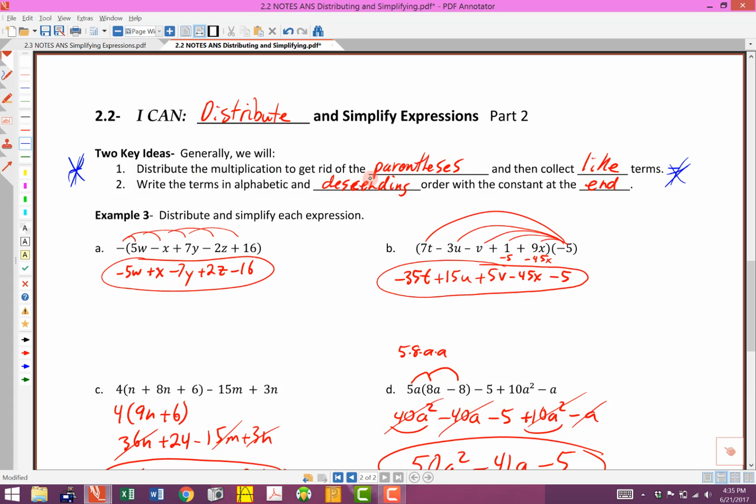So we're going to distribute to get rid of parentheses. So if there's any distribution to take care of, we're going to do that. We're going to collect like terms once we're done with that, and then we're just going to make sure that they're written in the correct order.